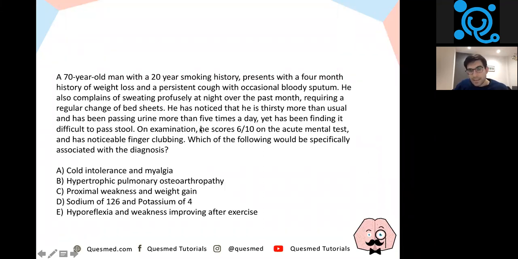I think someone said SIADH. But it's less likely to be SIADH because there are some other weird things going on. Because there's difficult to pass stool. Why are they saying that? Why is he confused? Do you get confusion in SIADH? Probably not so much. So does anyone have any ideas or more ideas about what it could be?